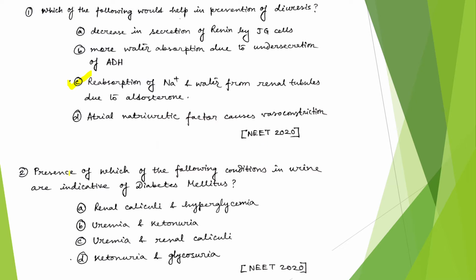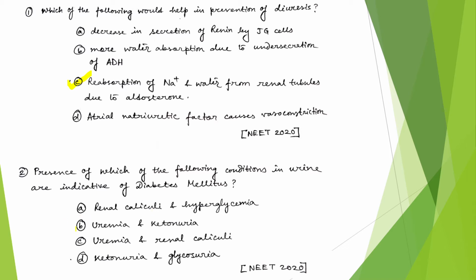Coming to the next question, presence of which of the following conditions in urine are indicative of diabetes mellitus? In case of diabetes mellitus, obviously renal calculi does not form. Renal calculi means kidney stone formation. And hyperglycemia means when glucose is present in larger amount in your blood than the normal level. So both of these conditions in diabetes mellitus, obviously your blood is hyperglycemic, but renal calculi does not form. So option A is not correct.